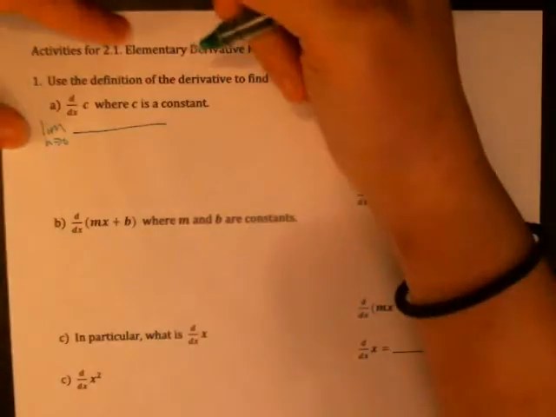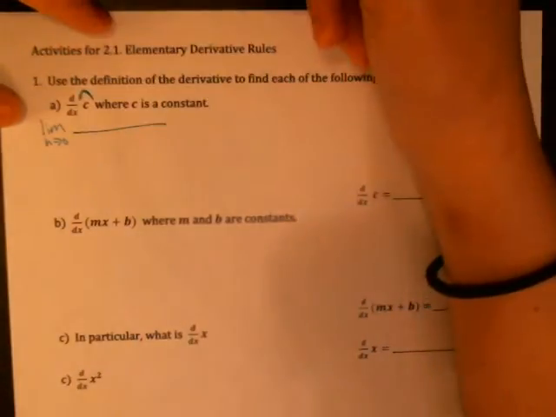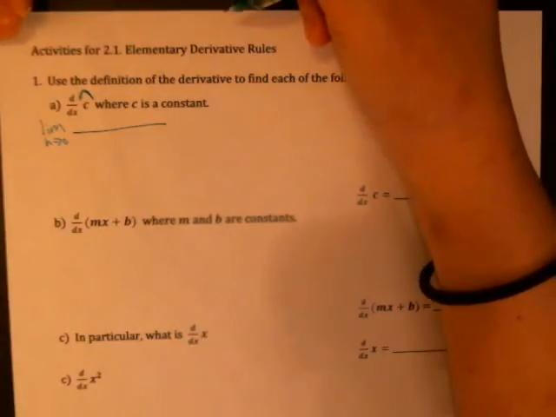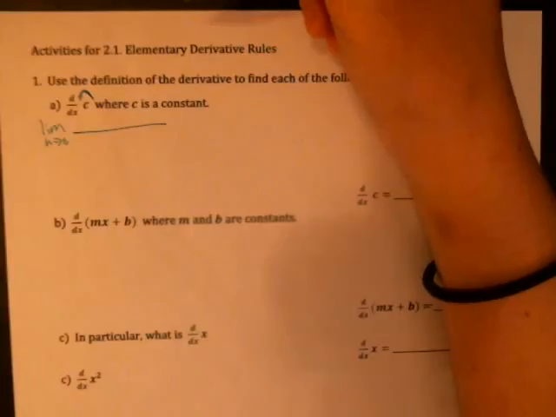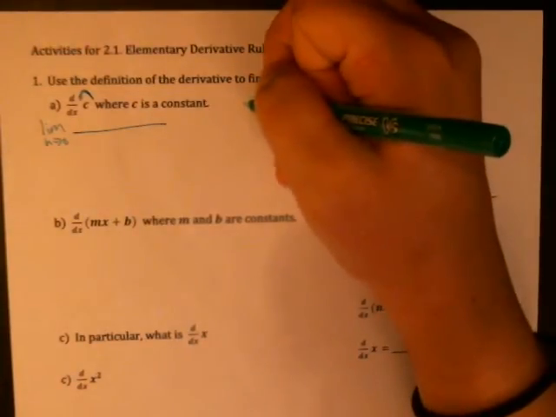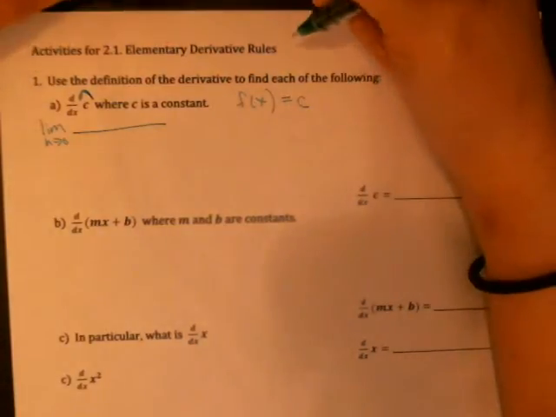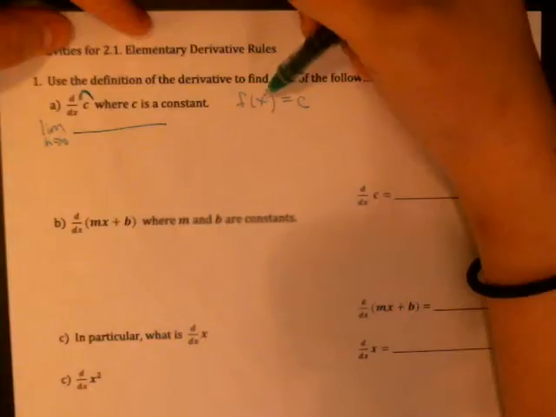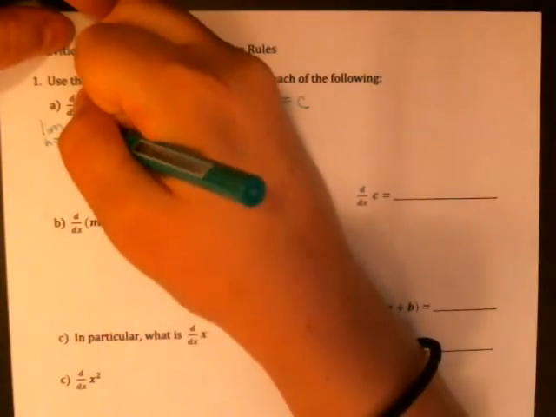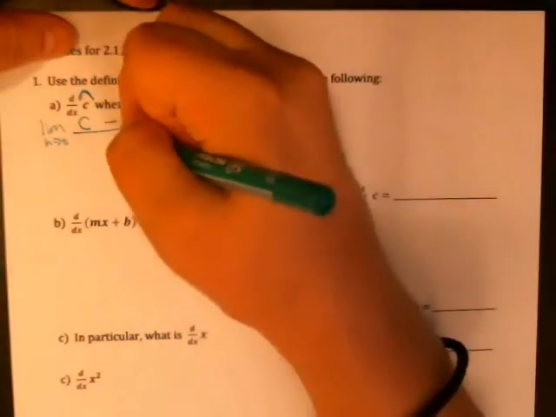Okay, so the limit definition says we're supposed to take our function, which is this thing right here, c, and we are supposed to plug in x plus h first. But there's actually nowhere to plug anything in. This is f of x equals c, and the way this function works is no matter what you plug in, it always just gives you this number c. So f of x plus h is c, and f of x is also c.